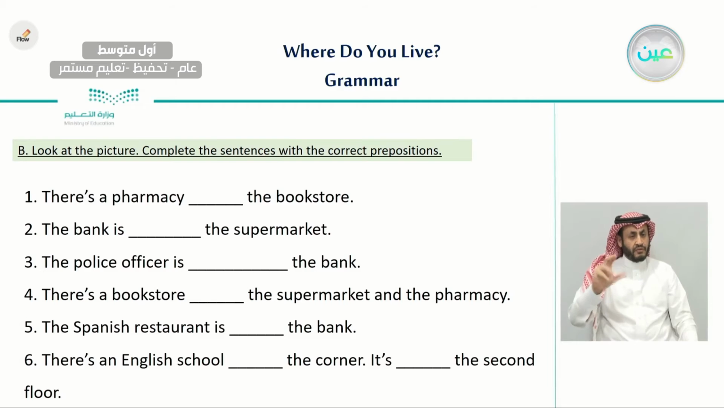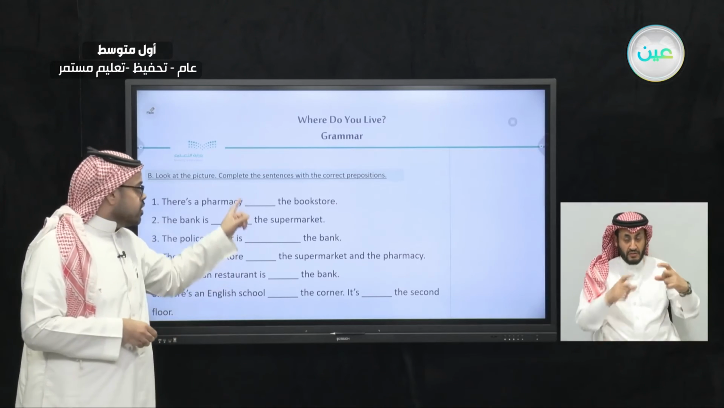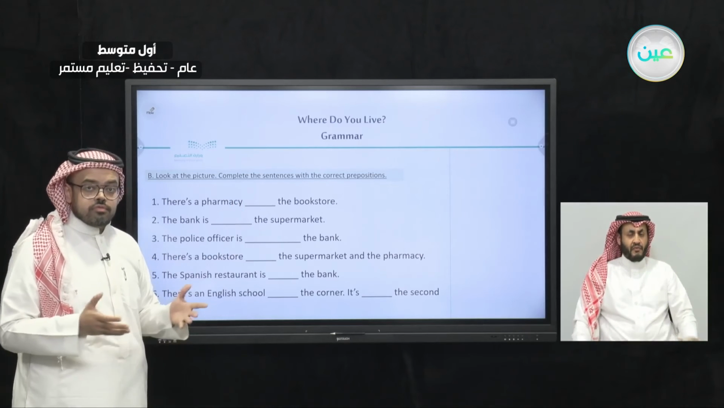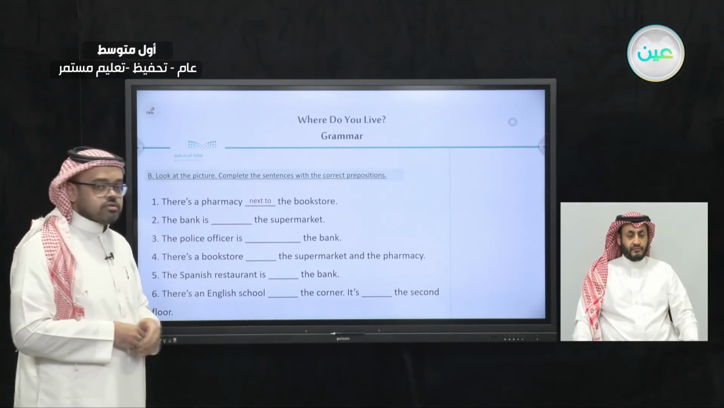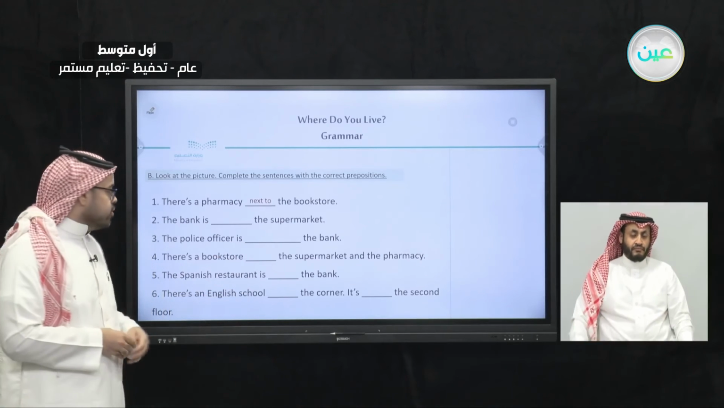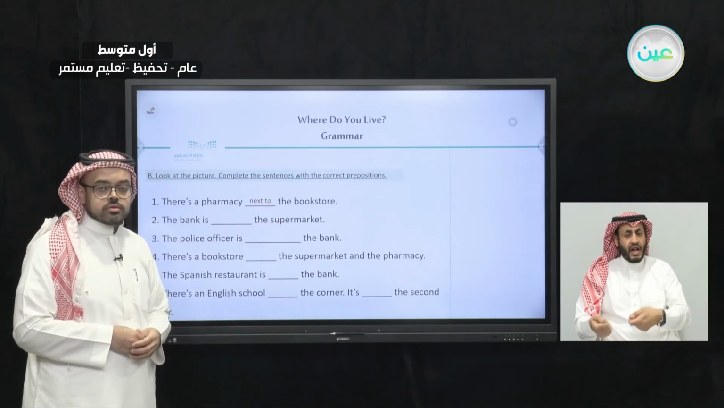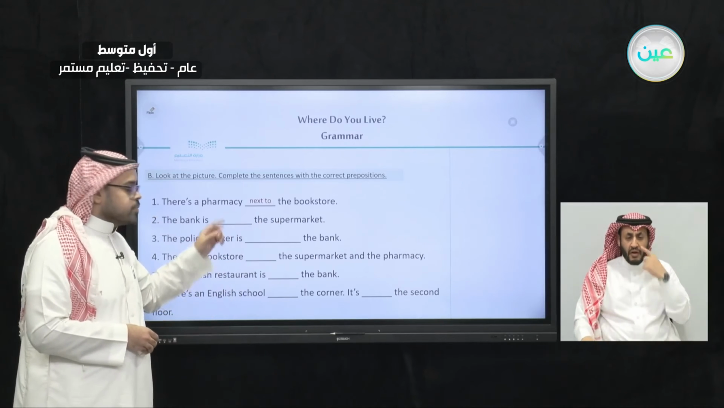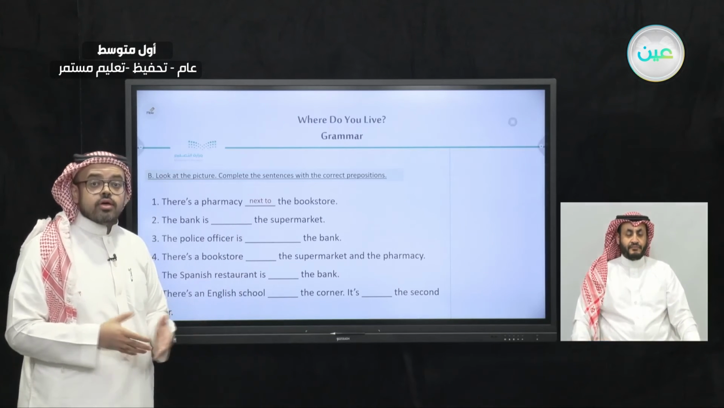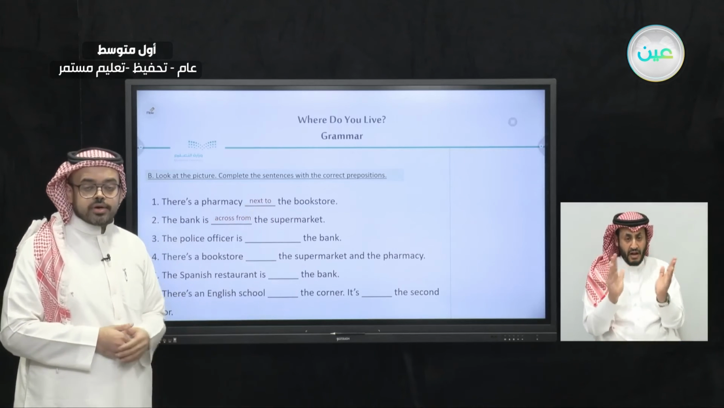So, for example, there is a pharmacy and the bookstore. So what exactly is the preposition, if you have a look at that picture, that we should use here? Very good. It is next to. The pharmacy is next to the bookstore. The second one, the bank is blank the supermarket. So what is the preposition we used here? Very good. Yes, it is across from the supermarket.